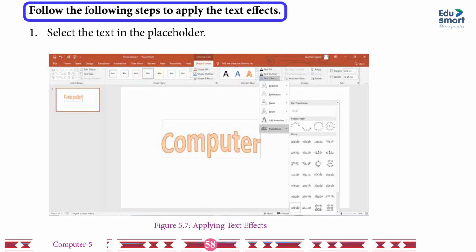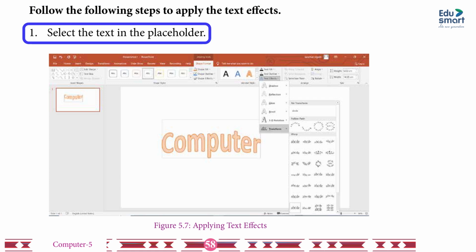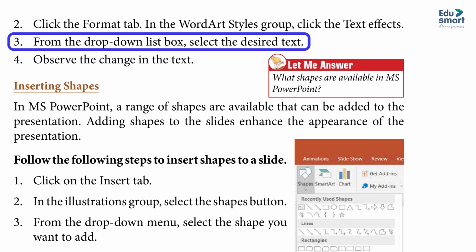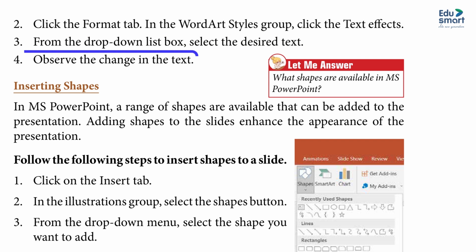Follow the following steps to apply the text effects. 1. Select the text in the placeholder. 2. Click the Format tab in the word art style group. Click the text effect. 3. From the drop-down list box, select the desired text effect. 4. Observe the change in the text.